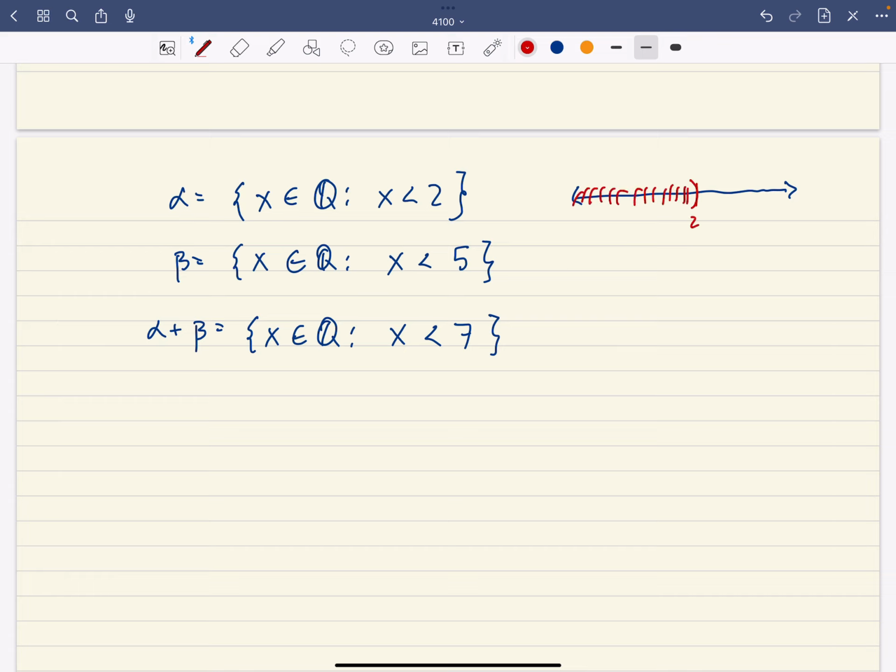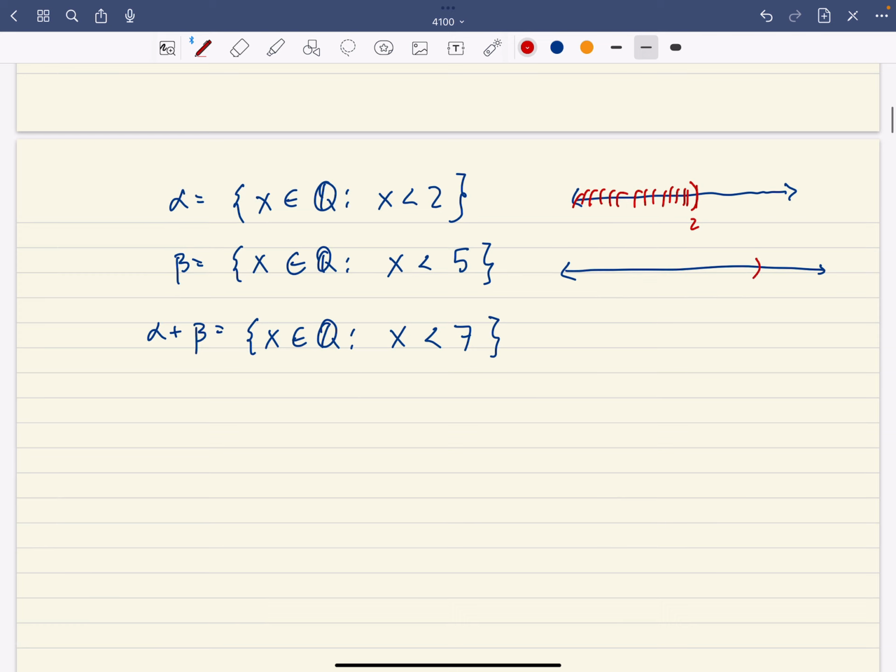And we'll have all the values up to but not including 5. And then to get a value in the sum, we're picking a value in the first set and picking a value in the second set, and we're adding them up pairwise. That'll give us a value in the sum. And so we can do this for all pairs of points in the first set and the second set. And when we do that, what we get is exactly the set of rational numbers up to but not including 7. So in this way, the addition of reals respects addition of rationals in the usual way.